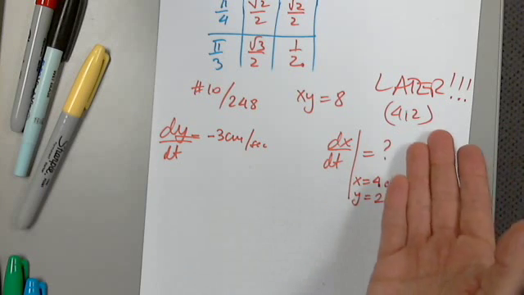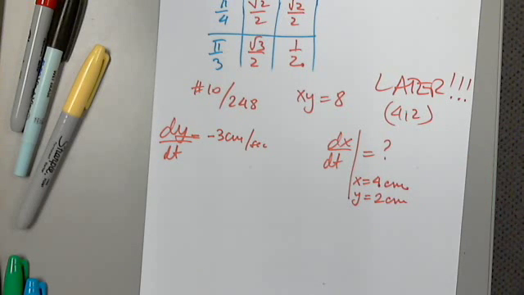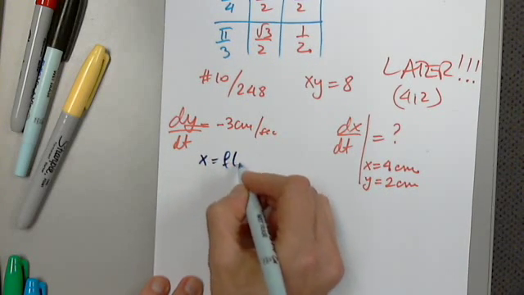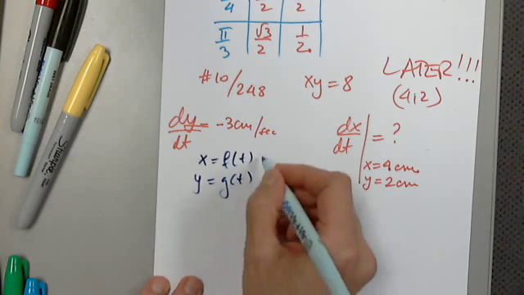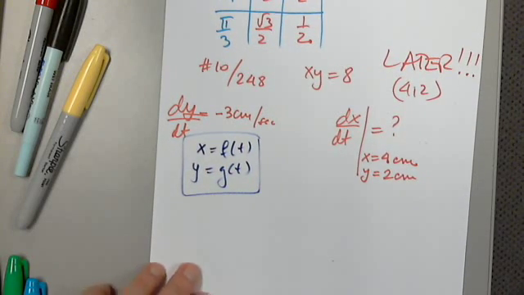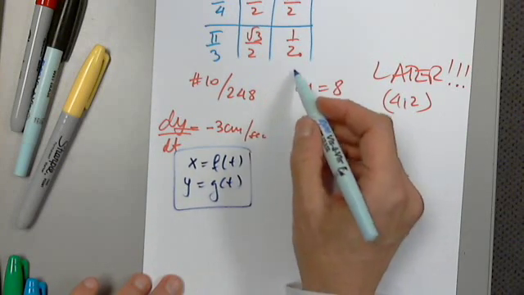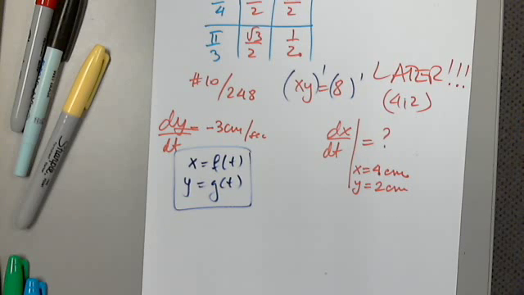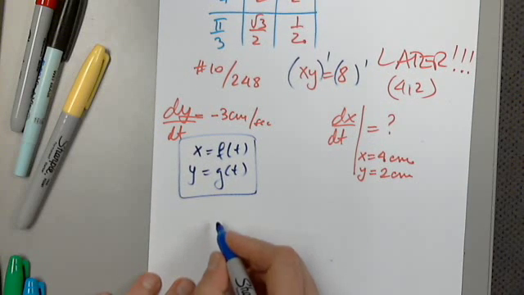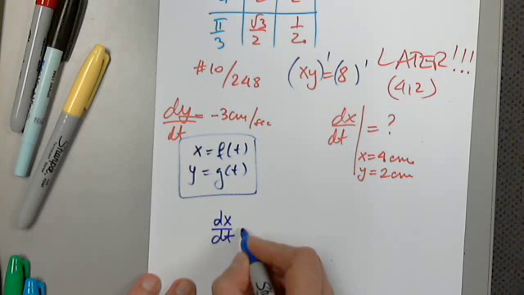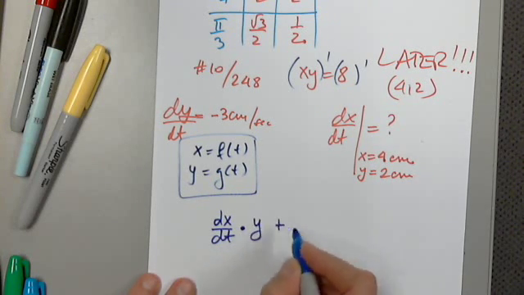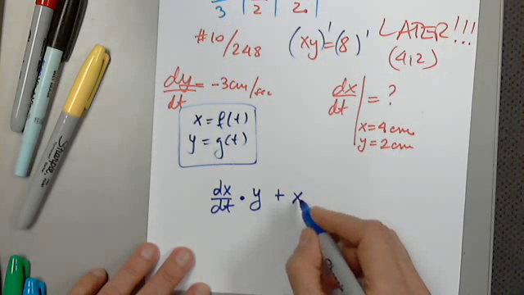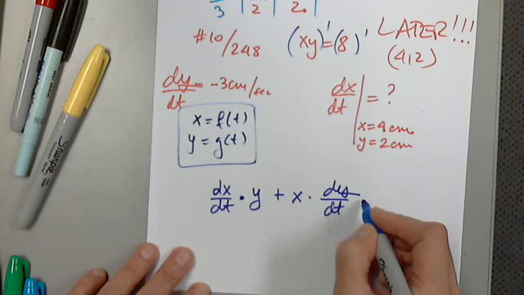But I can't use that before I find the function that represents dx over dt. How do I do that? I make myself another note. X is a function of t. Y is another function of t, so I don't mess up the differentiation process. So I differentiate the left and I differentiate the right. So what do I have on the left-hand side? y dx over dt plus x times dy over dt equals 0.